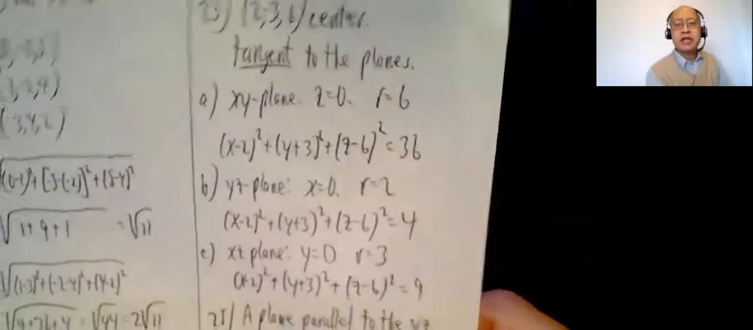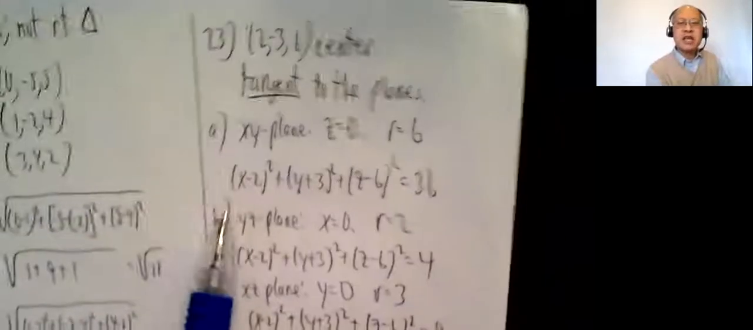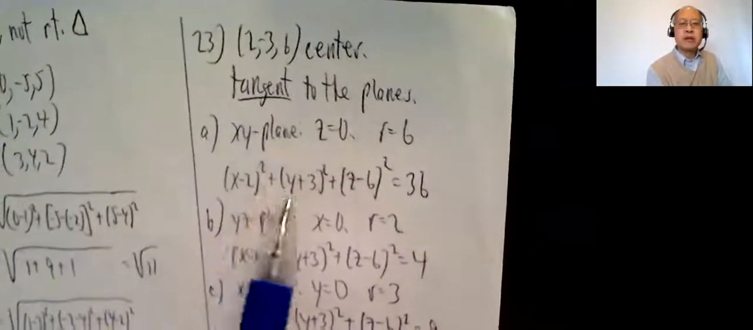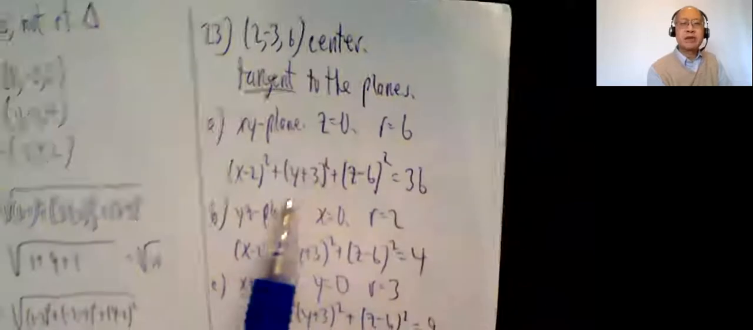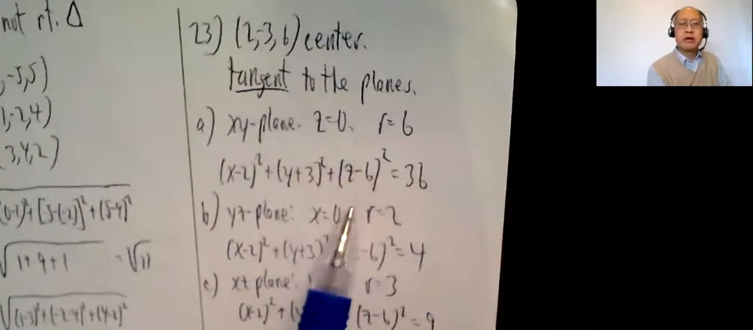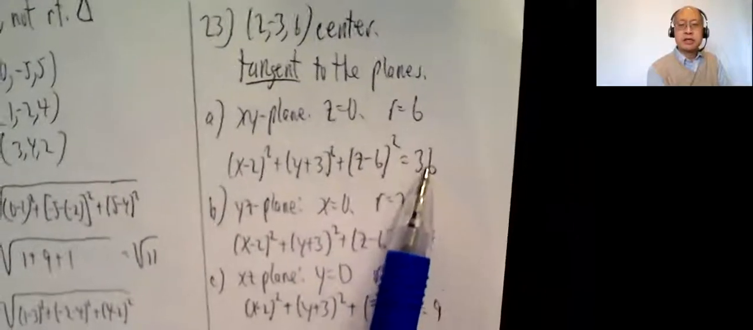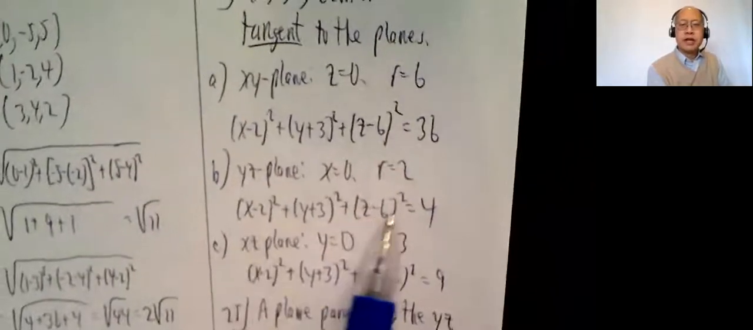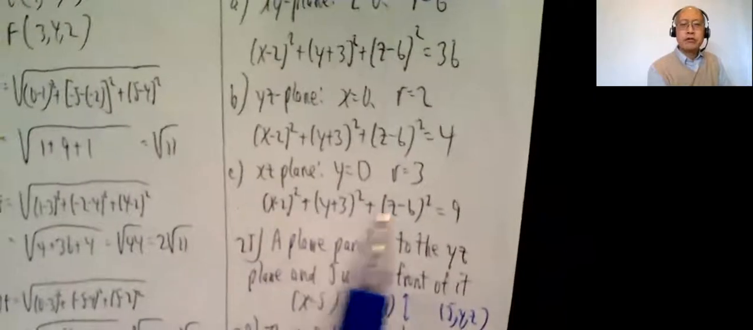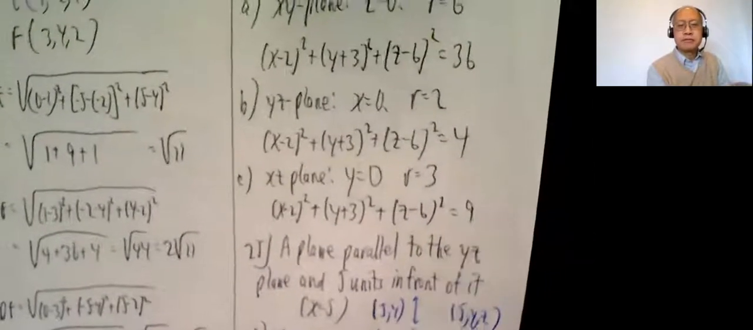So all you're doing is changing the radius. In each case, it's going to be x minus 2 squared plus y plus 3 squared plus z minus 6 squared. So the only thing that changes is the radius. Radius is 6, so 36. Here, radius is 2, so 4. Here, radius is 3, so 9. Okay, so that's all.